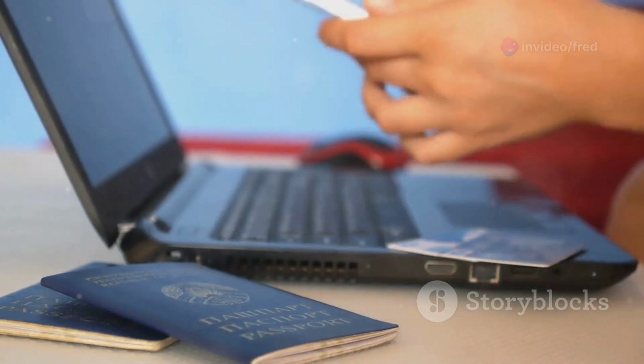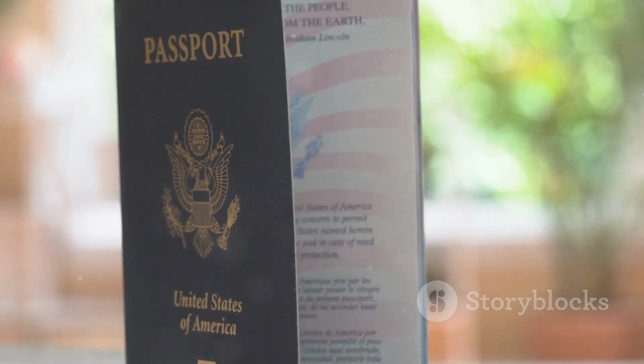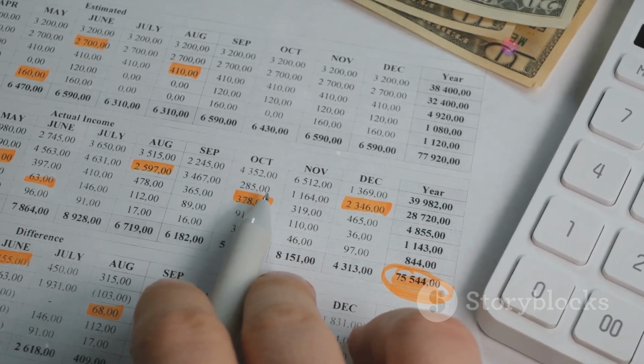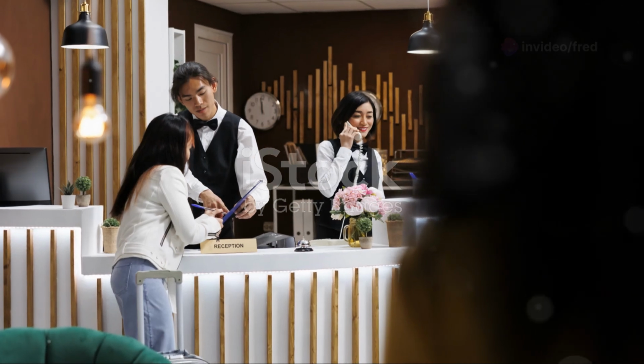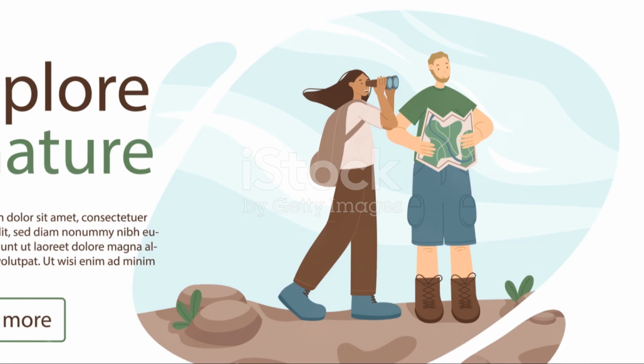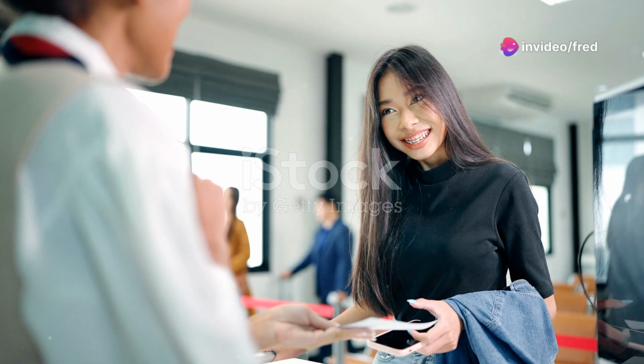Specify who is paying for your trip. Are you paying for it yourself, or is someone sponsoring you? Be truthful about your financial situation. The U.S. government wants to ensure you can support yourself during your stay. They want to make sure you won't be a burden on their system. Be clear and specific in this section. Vague answers can raise red flags. The U.S. government wants to understand your travel plans. They need to ensure you are a legitimate visitor.